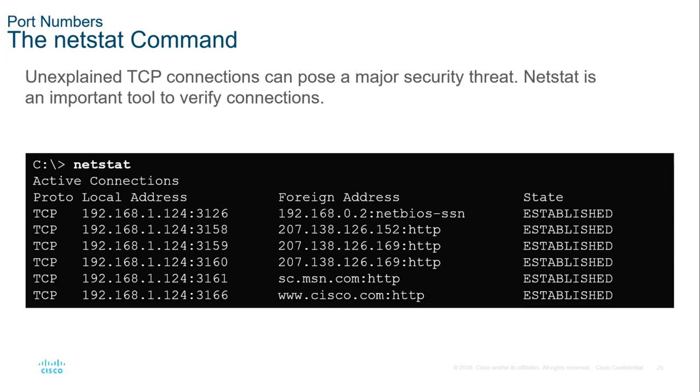The netstat command. A TCP connection can pose major security threats. So netstat is an important tool to verify the connectivity. In the connectivity, how it is connected, it will show you the netstat. It will show you the IP address and the port number attached there, and then the foreign address. The foreign address now will be like the destination. Then of course with the port. So it can be port number or it can be port name.